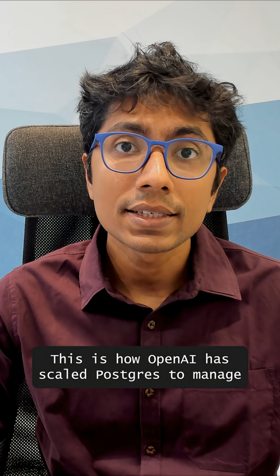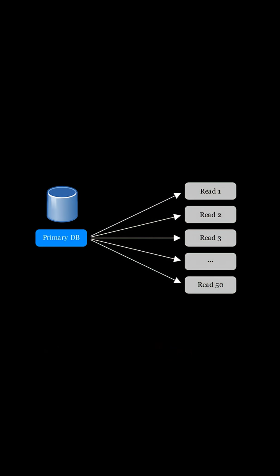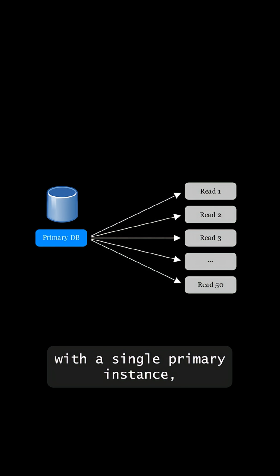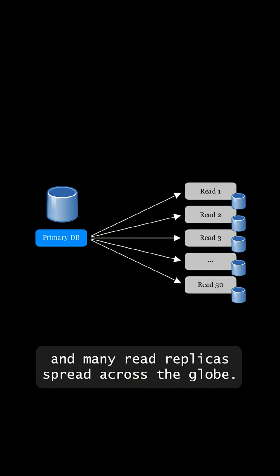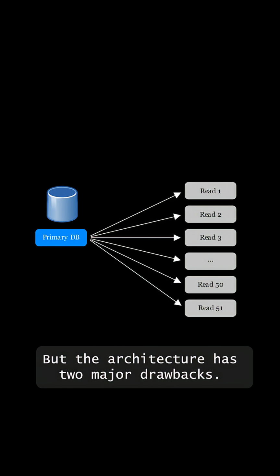This is how OpenAI has scaled Postgres to manage 800 million users on ChatGPT. OpenAI uses a very simple Postgres architecture with a single primary instance and many read replicas spread across the globe. This architecture easily scales out horizontally, but the architecture has two major drawbacks.